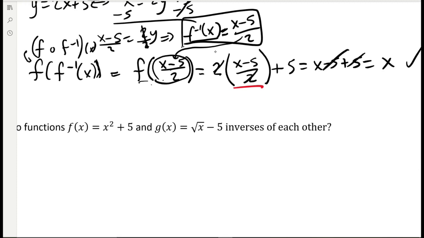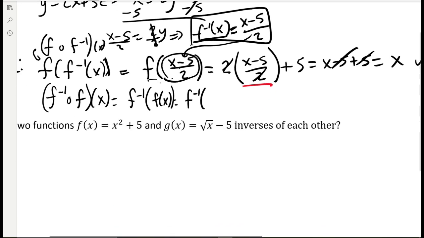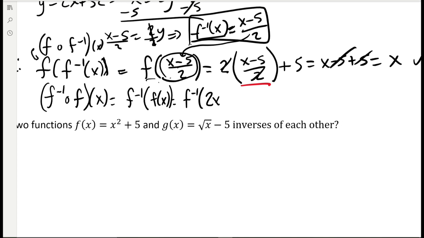So now let's swap them and say f inverse circle f. So let's do that this time. That's the same thing as f inverse of f of x. And what is f of x? That was the original function, 2x plus 5. So we're going to plug that in here, 2x plus 5. That's what this guy is.